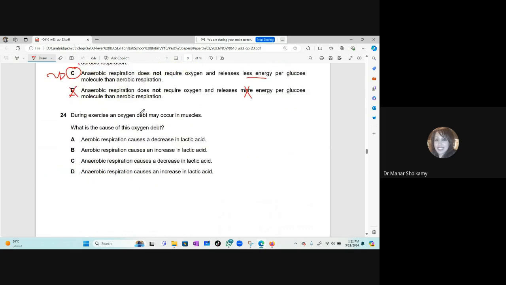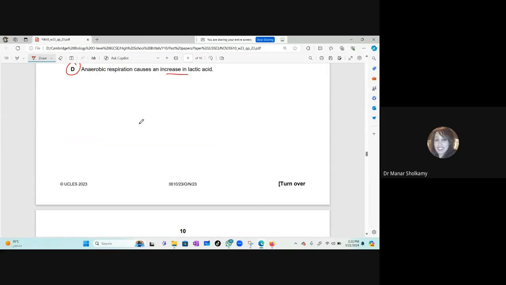During exercise, an oxygen debt may occur in muscles. What is the cause of this debt? A. Aerobic respiration causes a decrease in lactic acid, or aerobic respiration causes an increase in lactic acid, or anaerobic respiration causes a decrease or increase in lactic acid. What is number 24? D. Yes, D. Good.